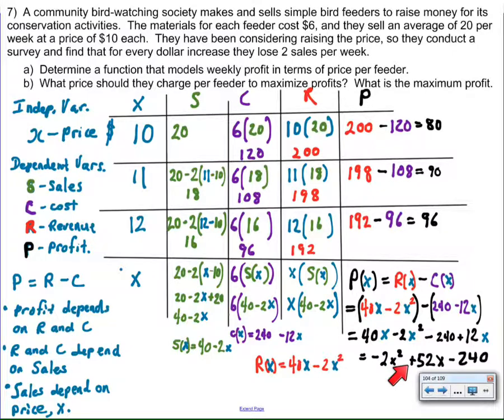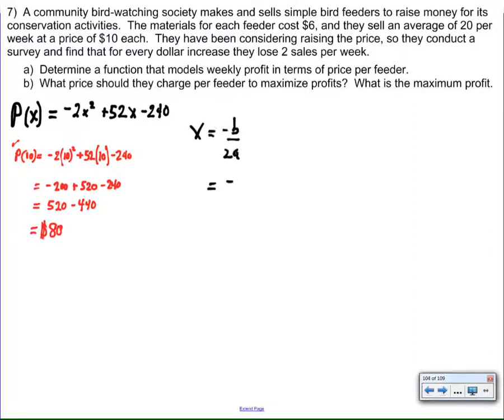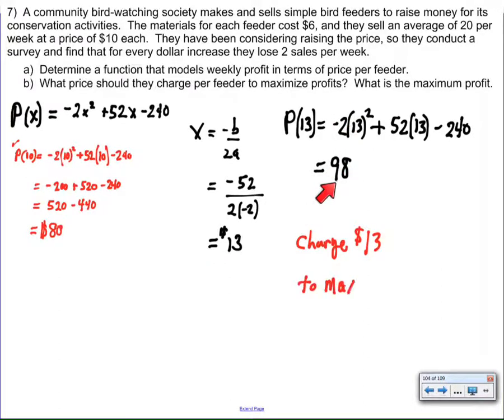That created a function, and in class we noticed that, just to be sure it's correct, I put in $10 and see that I get indeed $80 worth of profit, and that's exactly what happened. So then I just answer the question, which is the easy part. I find the vertex first with the axis of symmetry, and then substitute that value into the calculator, or do it manually, to get $98 in profit. So we charge $13 for a max profit of $98, and that's the problem.